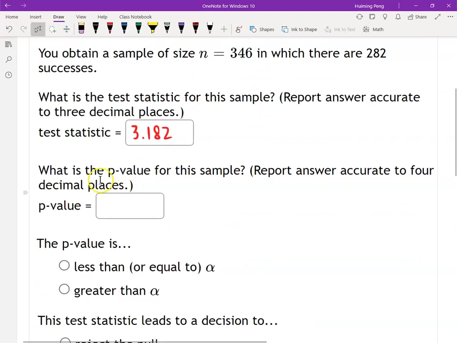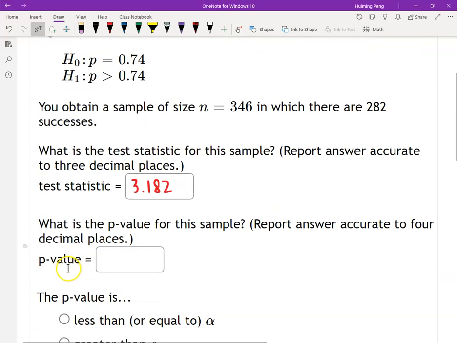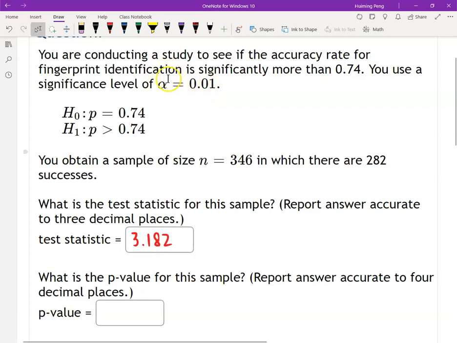And then the next question was the p-value. What is the p-value? The p-value is the most important number for the hypothesis test, which gives us the significance for your test statistic. The smaller the better. If your p-value is smaller than the significance level, then the conclusion is reject the null, therefore support our claim. And if your p-value is greater than the significance level, then we fail to reject the null, therefore we fail to support our claim.